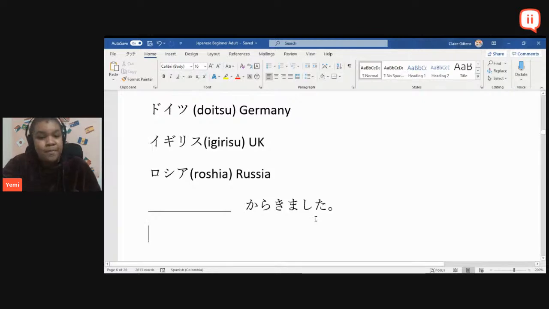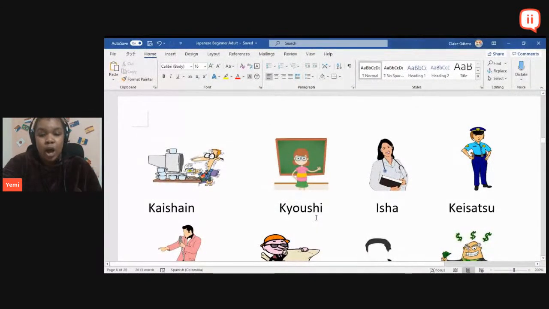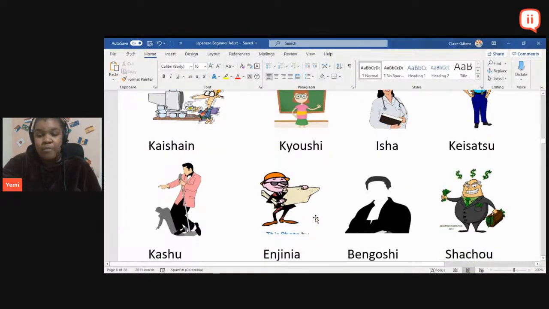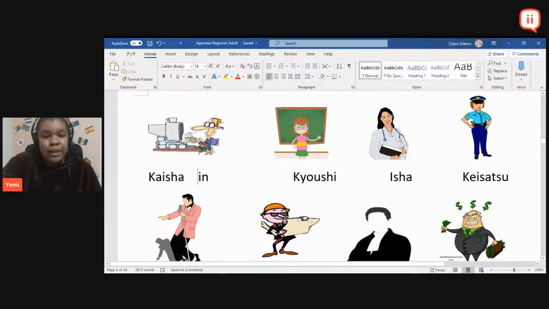Okay. All right. So now let's try our jobs, okay? Because we also need our job for the introduction. So first job, kaishain. Kaishain is a little difficult because the concept is different. We don't have this concept in English so much, or in Spanish, Italian. I don't know Hungarian, so I can't say. But it's a company worker. Kaisha is company, and in just means member.